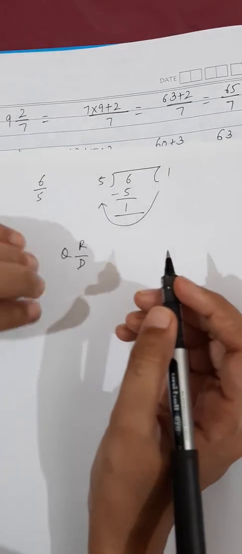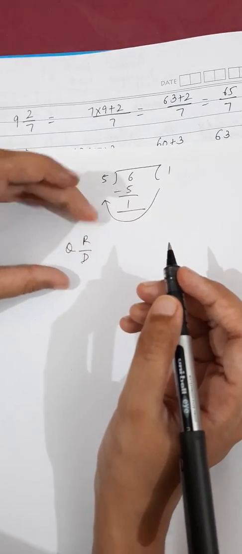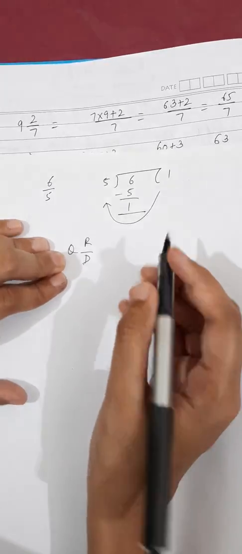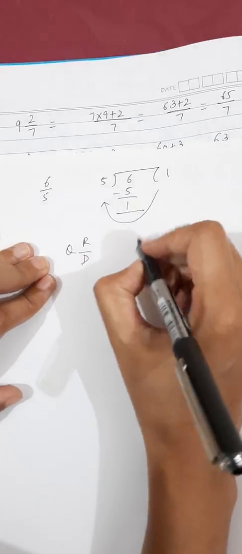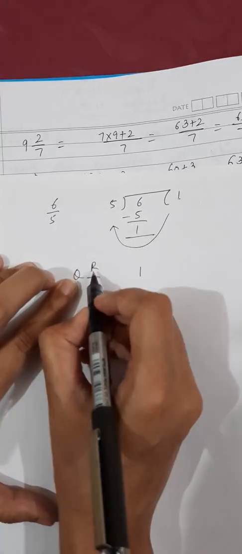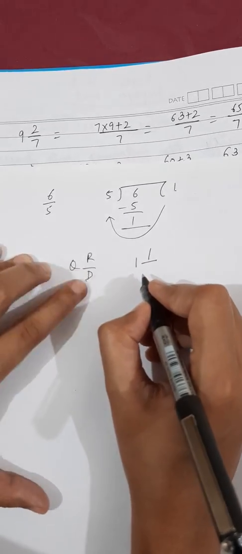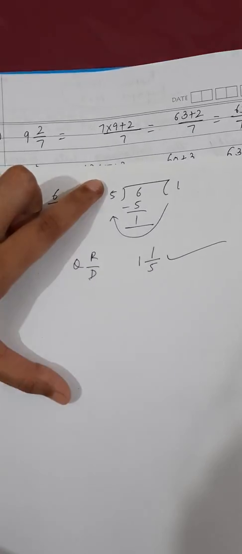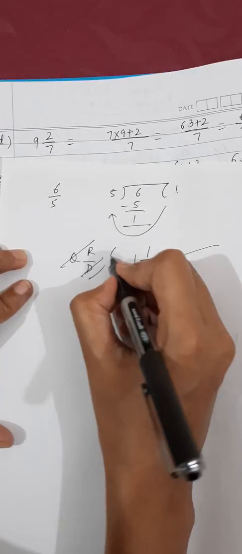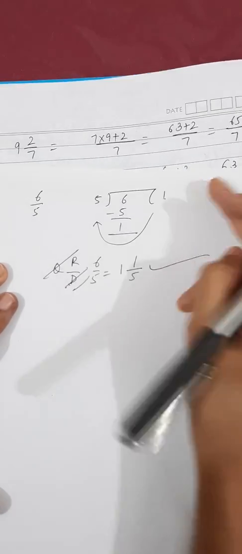So what you're going to do, just keep this in your mind. You don't have to write anywhere, you just have to keep it in your mind. Instead of the quotient, write 1. What is the remainder? 1 upon the divisor. What is the divisor? 5. This is your mixed fraction. Don't write this, just write 6 upon 5 equals to this and show this division.